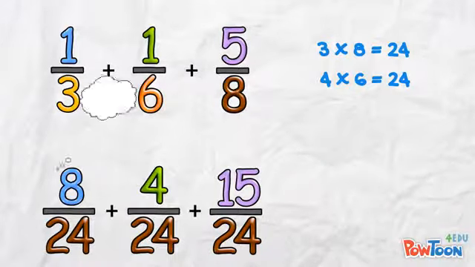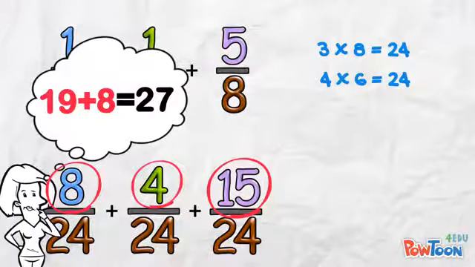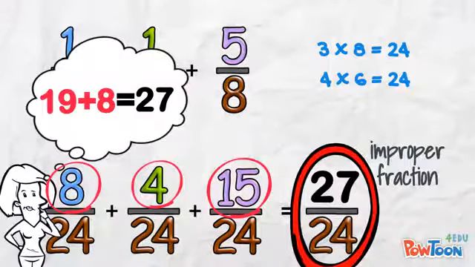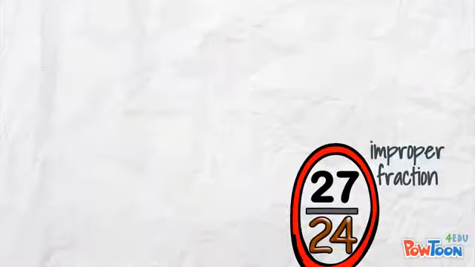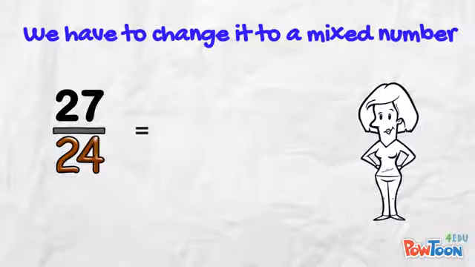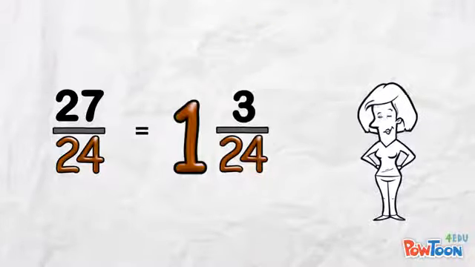Now we just add the numerators. 15 plus 4 is 19. Add in the 8, that's 27. 27 over 24. It's an improper fraction, and we can't leave it like that. We have to change it to a mixed number. There's one lot of 24 in 27, and there's 3 left over. Put that back over the denominator of 24.